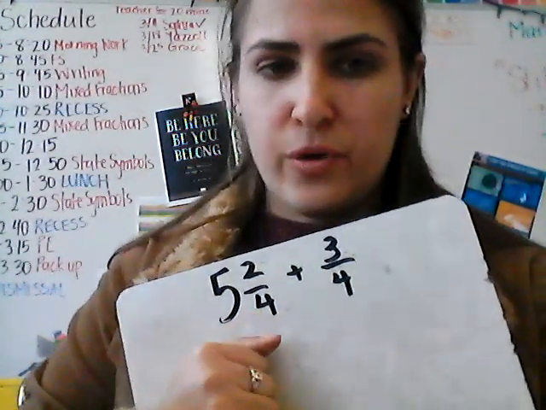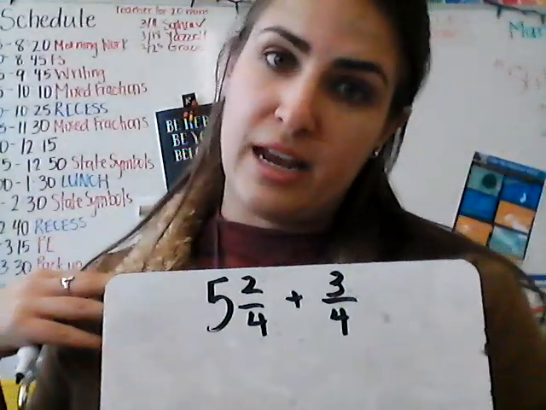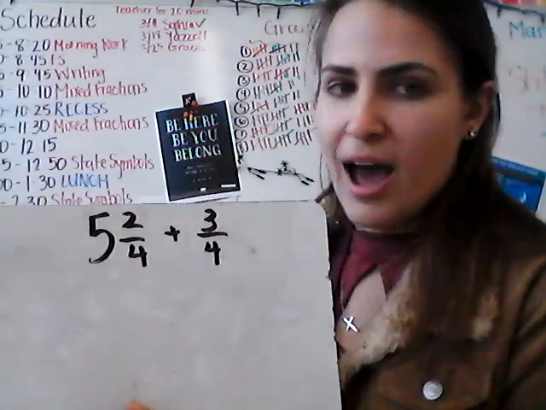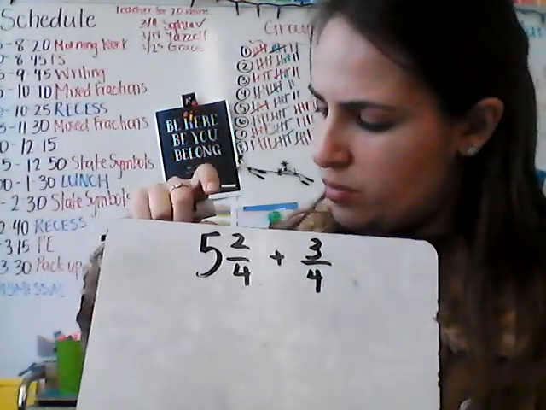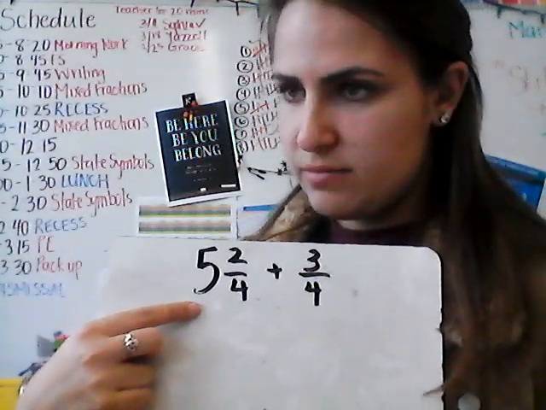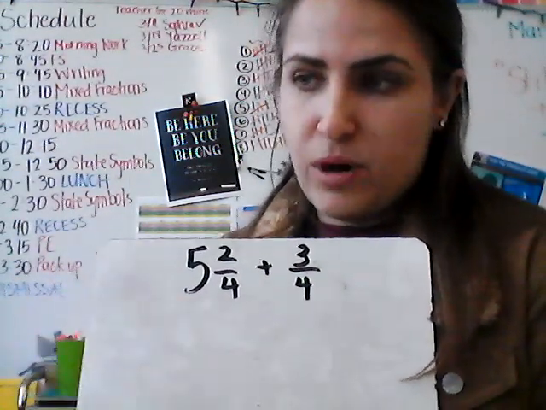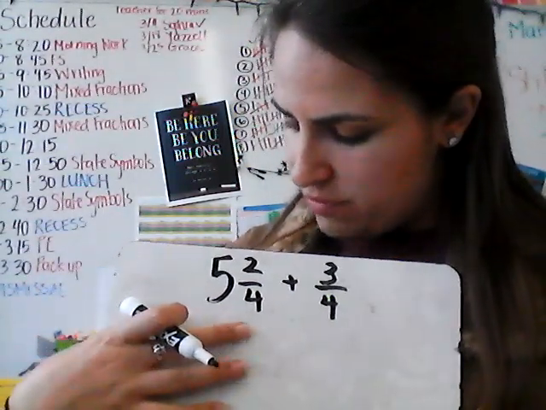So 5 2/4 plus 3/4. My first instinct is to add the like units. Okay, and our units, we have ones and we have fourths, right? Because this 5 here represents 5 wholes or 5 ones. So we have our ones and fourths.